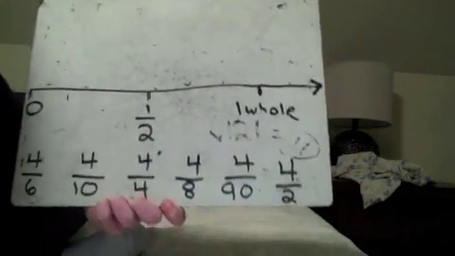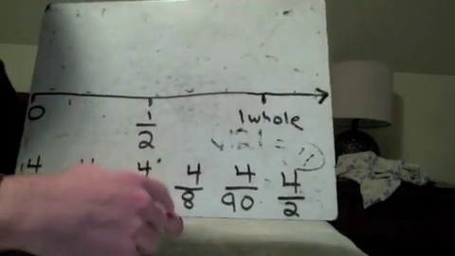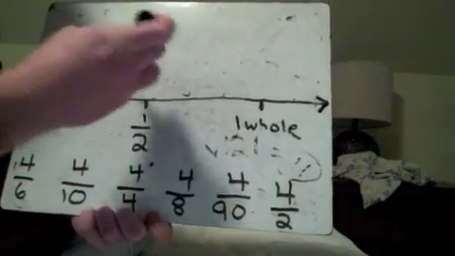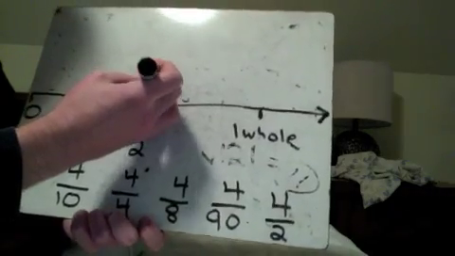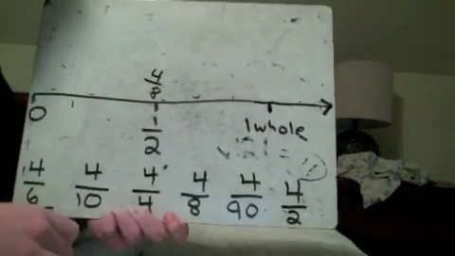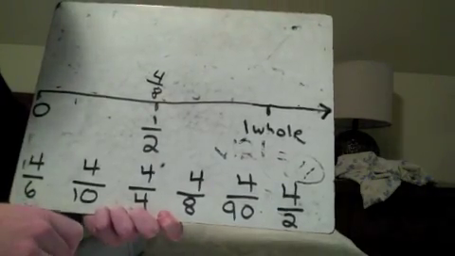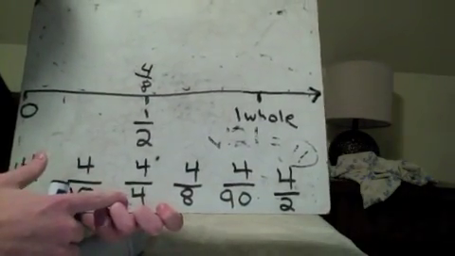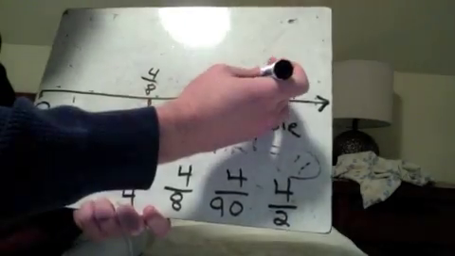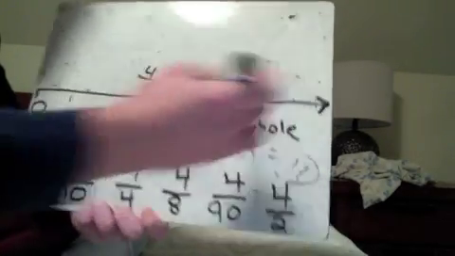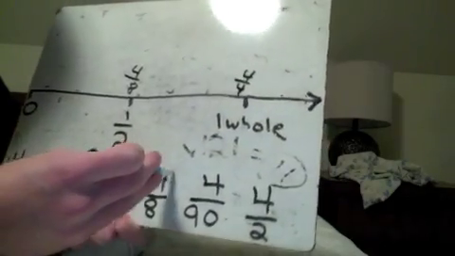Alright, with the fractions, let's get the easy ones first. 4/8. 4/8 is half. Okay. Another easy one, 4/4. 4/4 is a whole. 4 out of 4 brownies, you have the whole pan. So we got those taken care of.